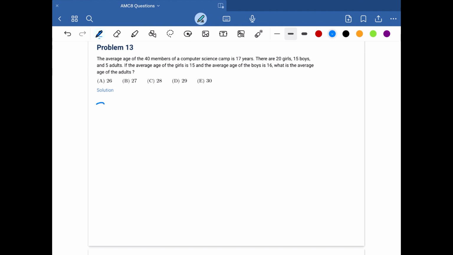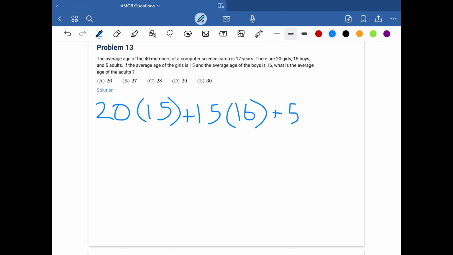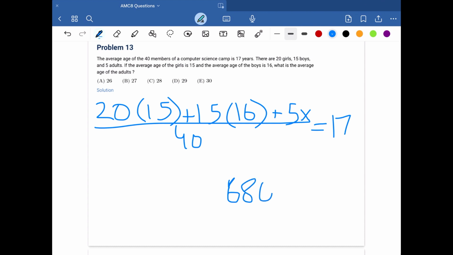So we create the equation: 20 girls times their average age, which is 15, plus 15 boys times their average age of 16, plus 5 adults, whose average age we're trying to find, so it would be x, divided by the 40 members, which is their total average age, 17. So this is the equation we want to solve. First we do 17 times 40, which is 680. So 680 is equal to all of this.